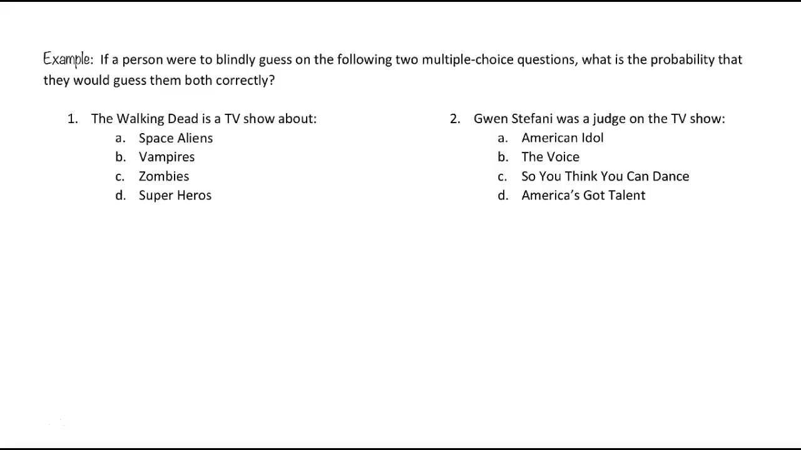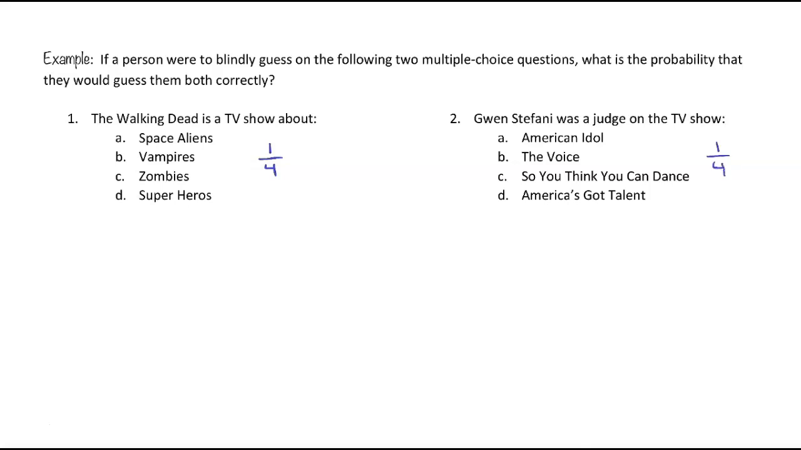Here we have 2 multiple choice questions, each with 4 options. If a person were to blindly guess on these, what's the probability that they would guess them both correctly? Probability of guessing the first question correct is 1 divided by 4, and the probability of guessing the second question correctly is also 1 divided by 4.